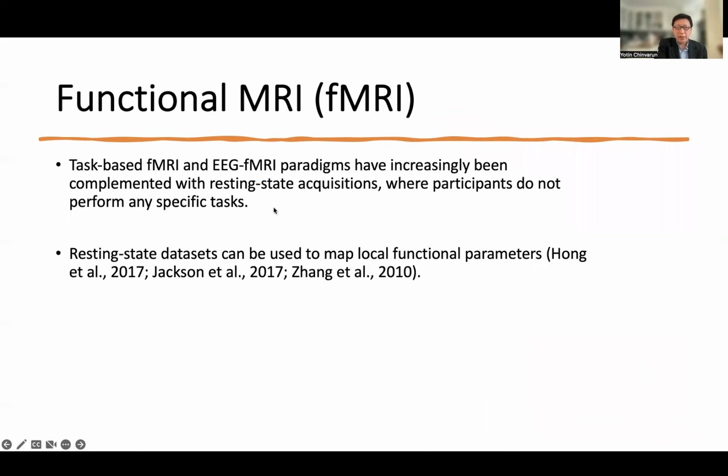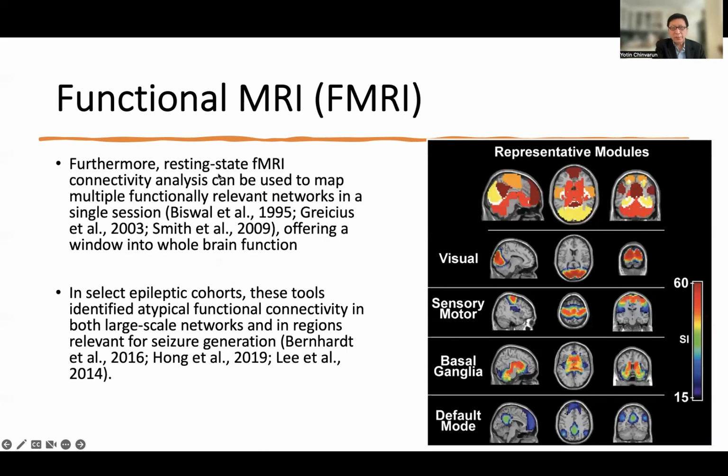Also, task-based MRI and fMRI scan paradigms have increasingly been complemented with resting-state acquisition, where participants do not perform any specific tasks. So resting-state data can be used to map local functional parameters. For example, resting-state MRI can be used for connectivity analysis to map multiple functionally relevant networks in a single session, like the visual, sensory, or default network. In select epileptic cohorts, these can identify atypical functional connectivity in large-scale networks relevant to seizure generation.